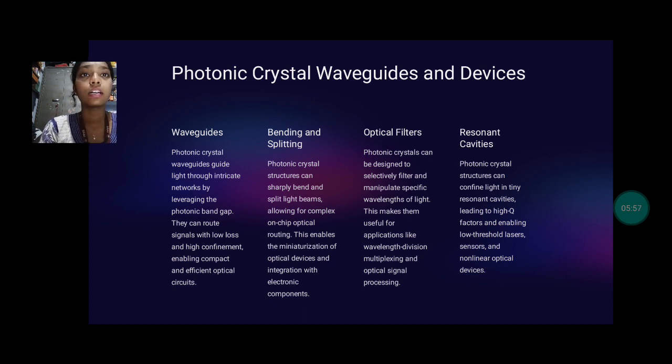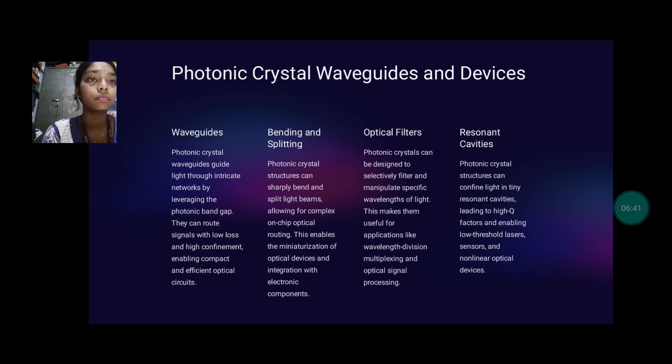In waveguides, photonic crystal waveguides guide light through intricate networks by leveraging the photonic band gaps. They can route signals with low loss and high confinement, enabling compact and efficient optical circuits. Bending and splitting. Photonic crystal structures can sharply bend and split light beams, allowing for complex on-chip optical routing. This enables the miniaturization of optical devices and integration with electrical components.